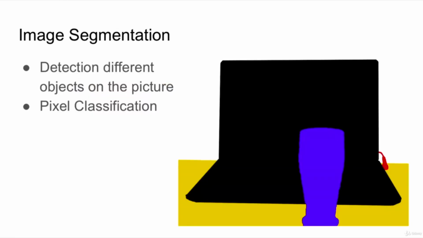The second computer vision problem is image segmentation. For the given scene image, we should find where each object is located and mark pixels of different objects with different colors or classes. For example, on the slide, the glass is marked with a blue color, the laptop is black and the table is yellow. Usually, this task is solved with the classification of each pixel separately.